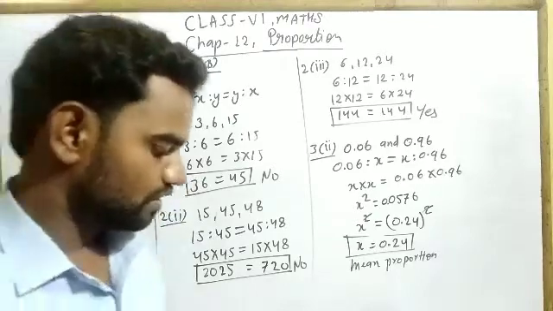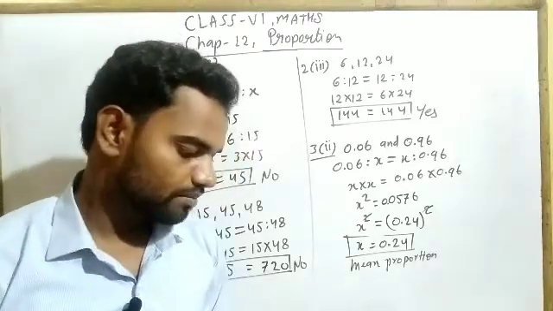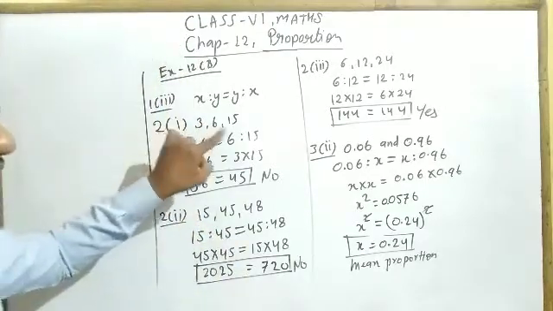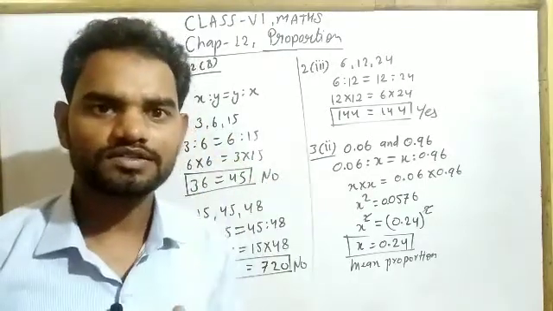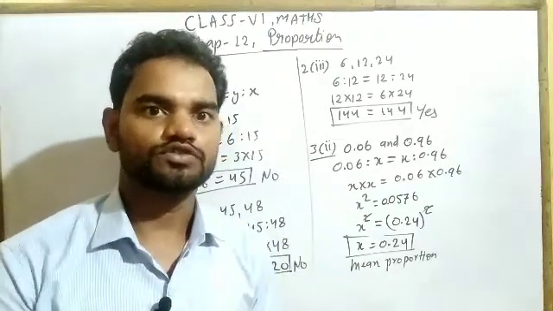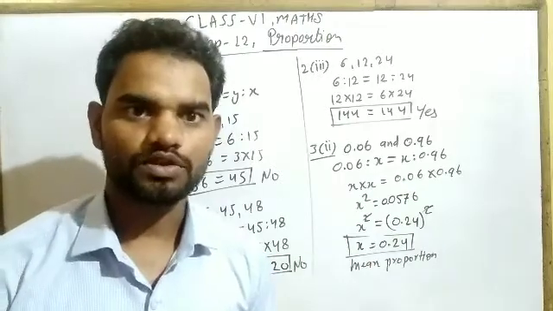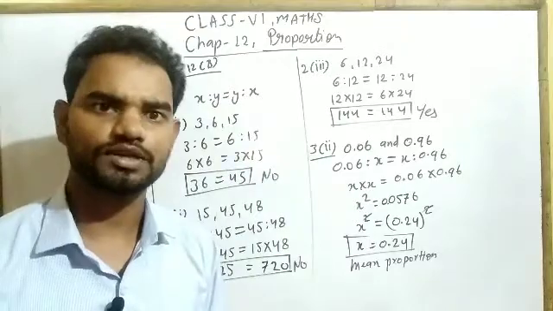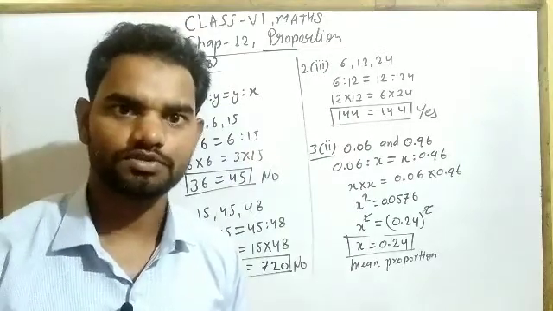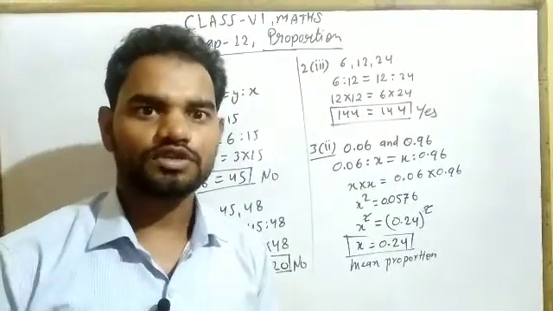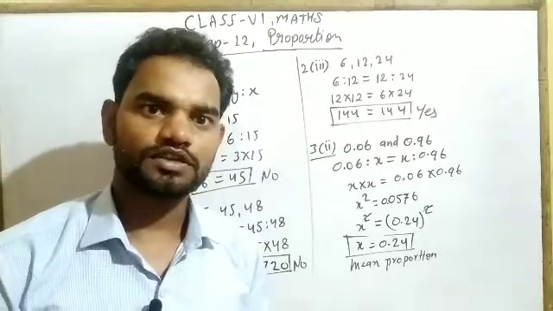Question number 2: which of the following numbers are in continued proportion? Now the numerical values are given there in question number 2. In question number 1 only variable values were given, so that cannot be solved and we simply write the point. But in question number 2, the same question is asked, and numerical values are given there, so we can solve it.